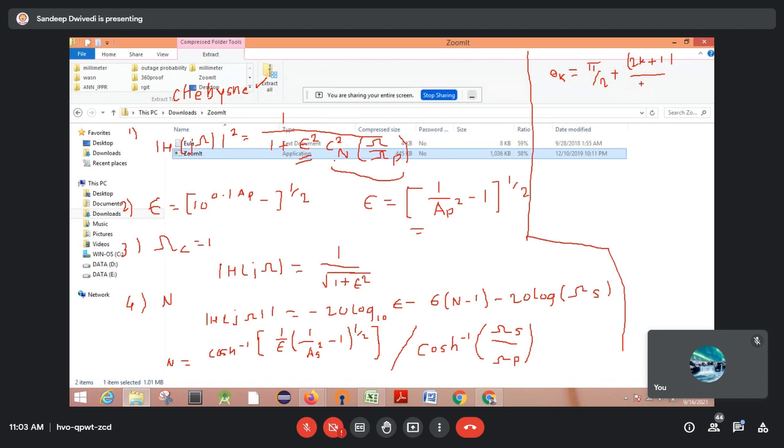Okay, and 2n, where N is the order of the filter. 2m, this is a bracket, into pi, into pi. Here k will be 0 to capital N minus 1. Okay, so that many positions will be there, and you need to find them out.